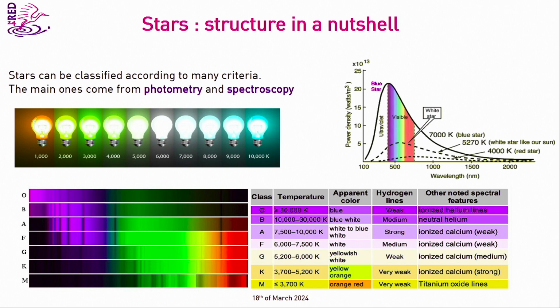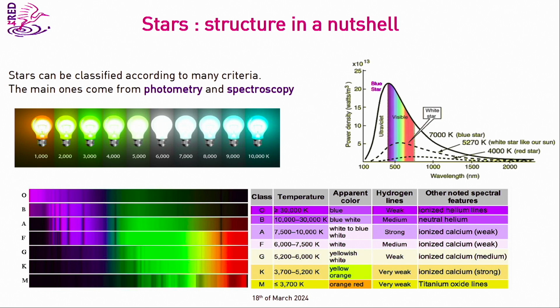These women classified the spectra using photographic plates, according to the lines that appeared and the color. And so this catalog shows you that a blue star will be an O-type star. It's very hot, 30,000 Kelvin at the surface. It's blue, and there is a lot of ionized helium.